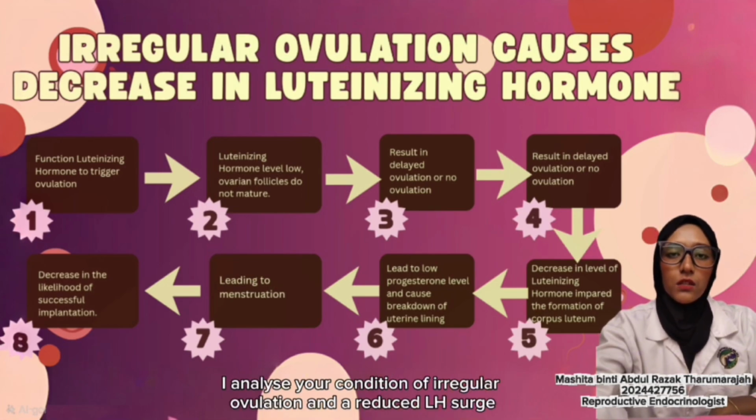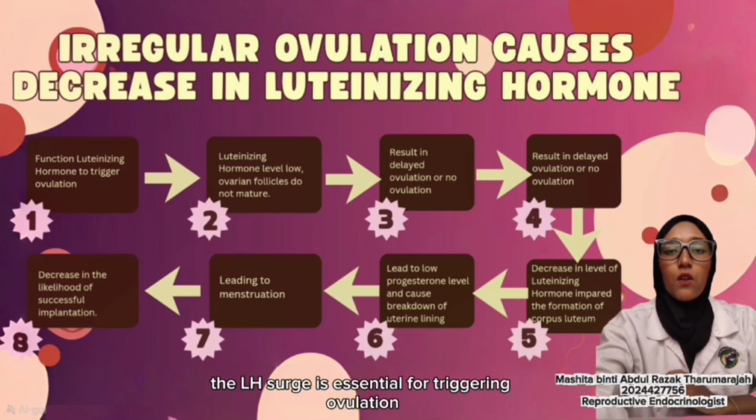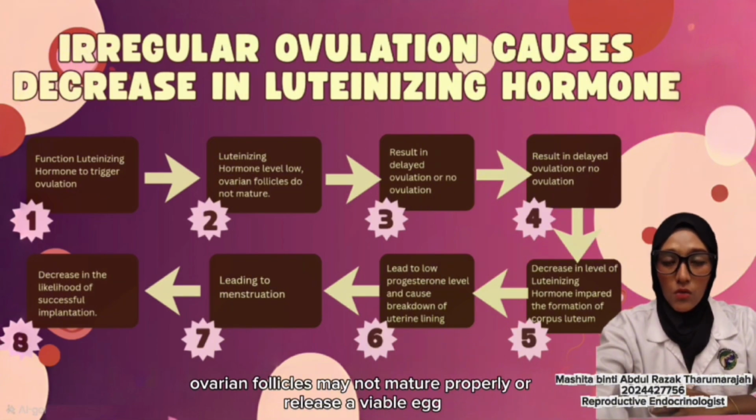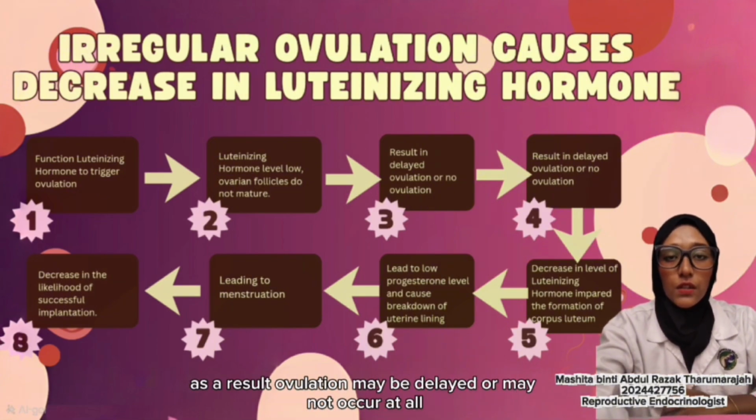I analyze your condition of irregular ovulation and a reduced LH. The LH is essential for triggering ovulation. When the LH is too low, ovarian follicles may not mature properly or release a viable egg. As a result, ovulation may be delayed or may not occur at all.